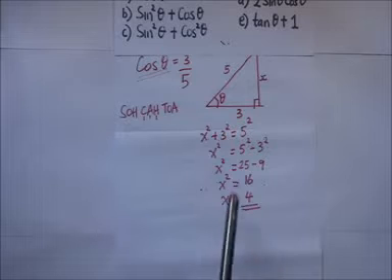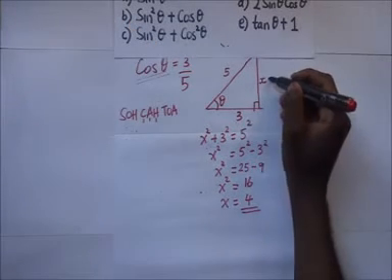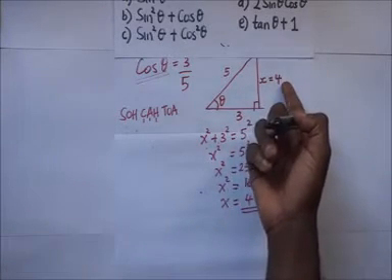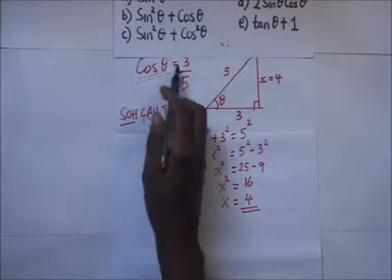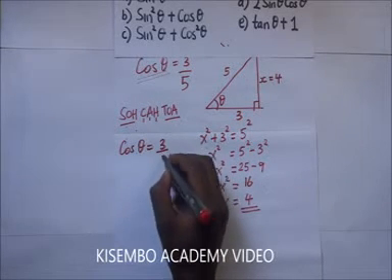To get x, we shall say x squared plus 3 squared is equal to 5 squared. Upon getting the value of x as 4, we know that our triangle is now complete. This is 4. So after getting our value of x here as 4, we can complete the rest of these. We know that for cos theta already, cosine of theta is 3 over 5.